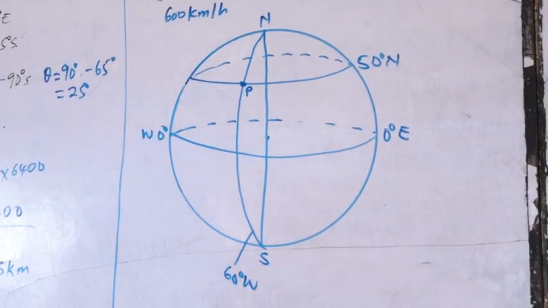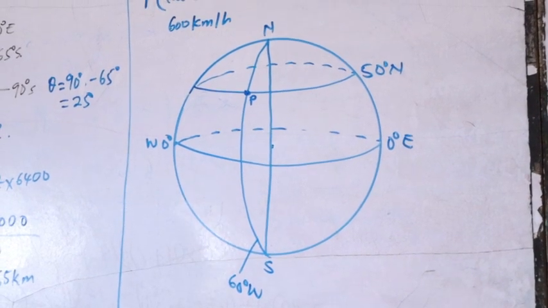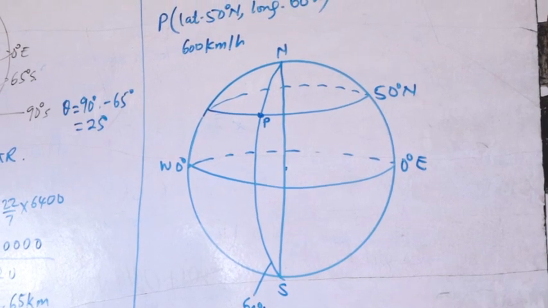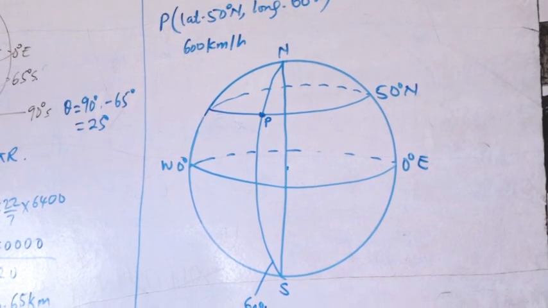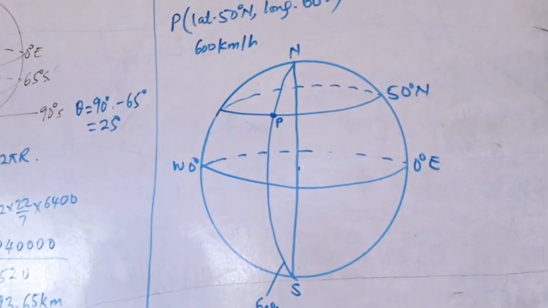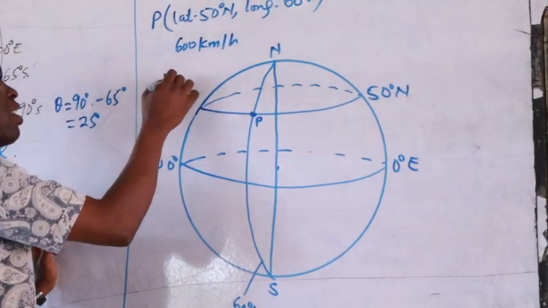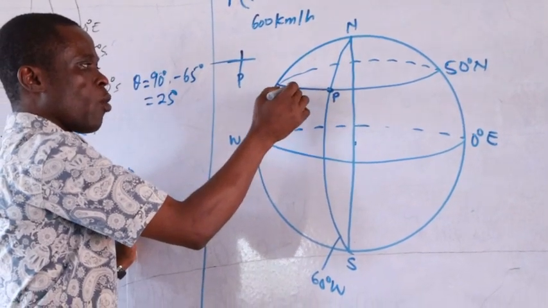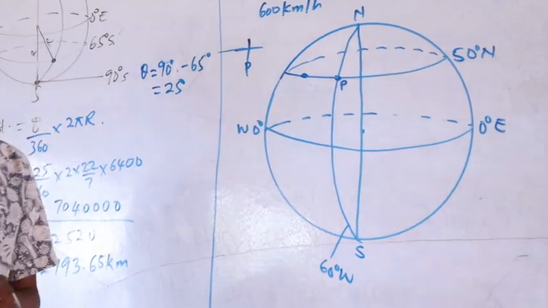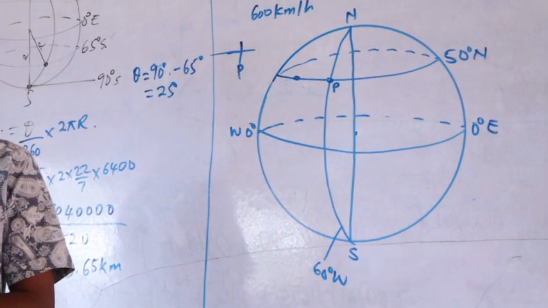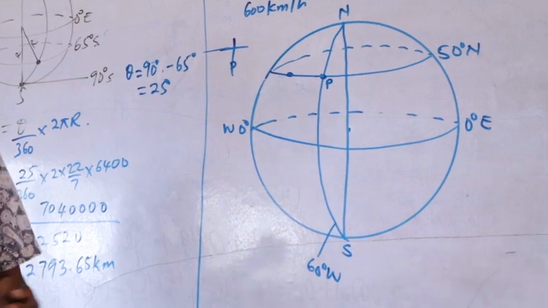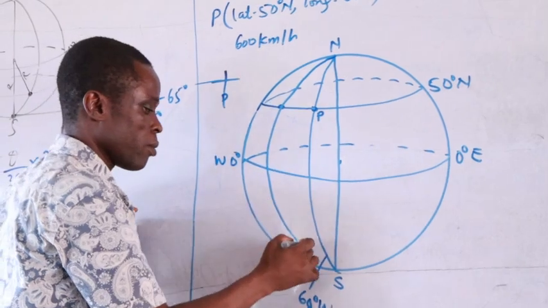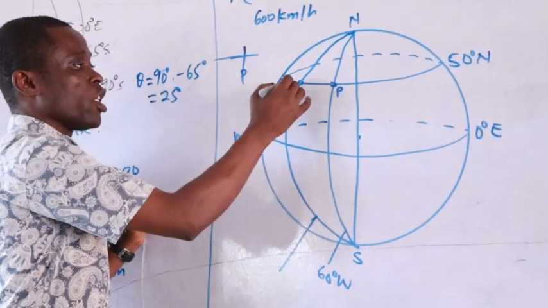Now let's go back to the question. After locating P, the aeroplane flies due west for 3 hours from P. West of P is somewhere here. The longitude of Q is not given, but I can still draw it, despite the fact that it is not given. I will draw it here and label it point Q.